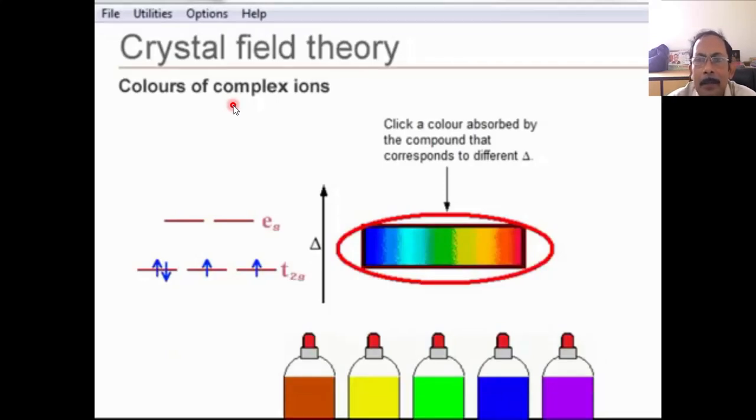The reason complex ions display such an array of colors is that the crystal field splittings lie in the visible spectrum. Depending on the metal, we get different colored complexes.